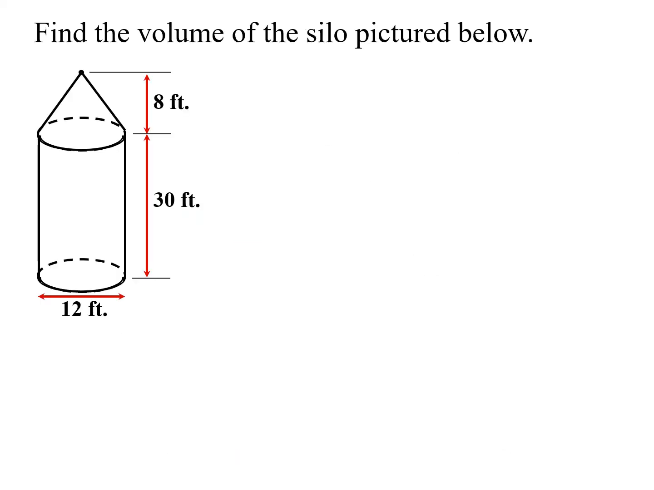All right, let's look at this one here. This is another example with two shapes put together. If you can tell, this is what we call a silo, think of like a farm or something like that.